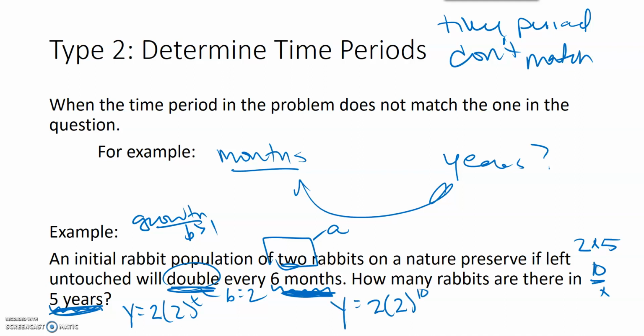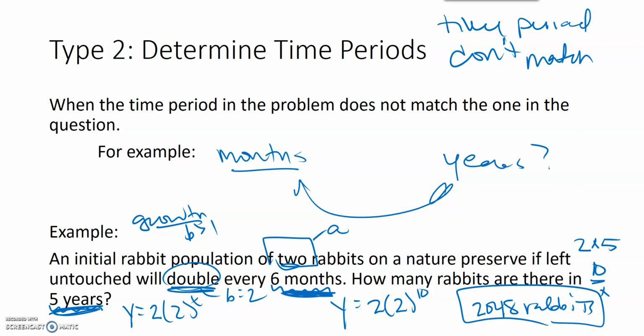So do you see how you had to do a little bit of math to figure out that time period? And this is where I think we're going to have trouble figuring out that time period on these ones that don't match. Because you do have to think a little bit. Okay, so now I'm going to take this and put it in the calculator. 2 times 2 to the 10th. And that gives us 2,048 rabbits. And there's our answer. It's that easy after we figure out that time period.